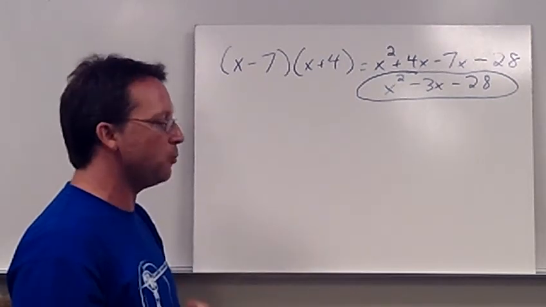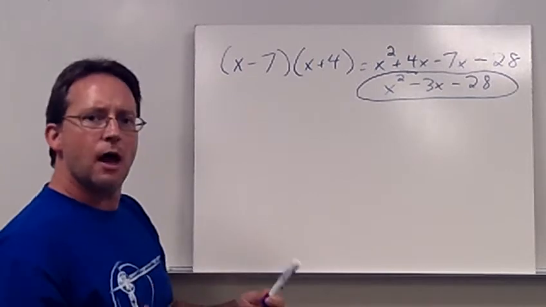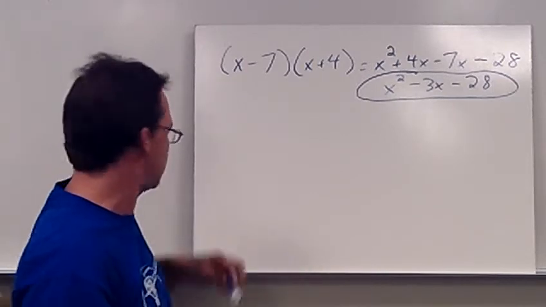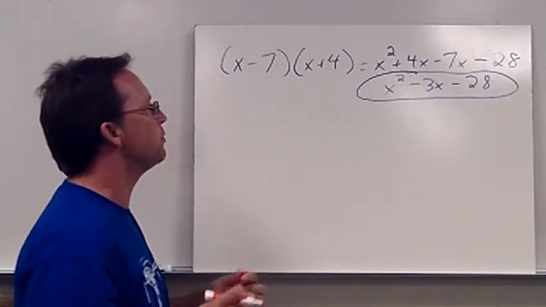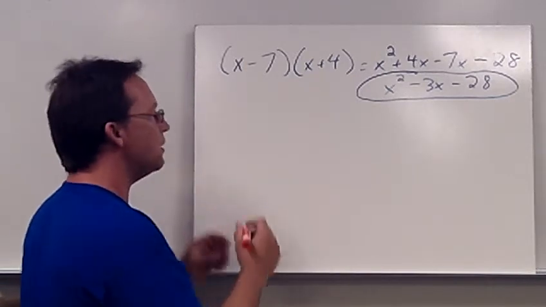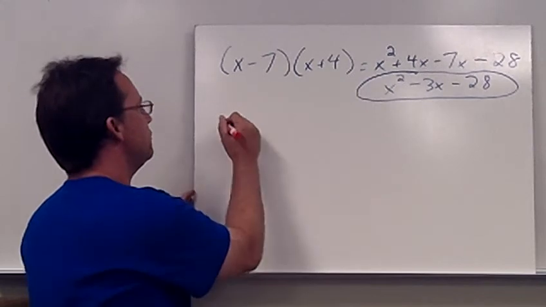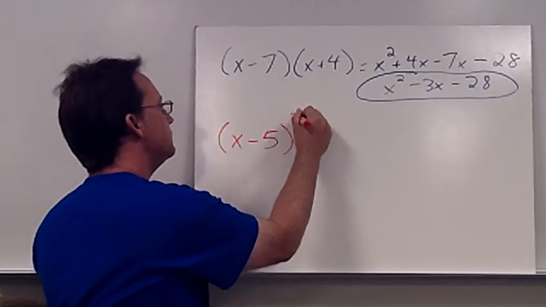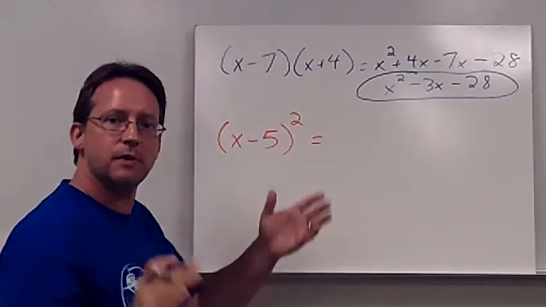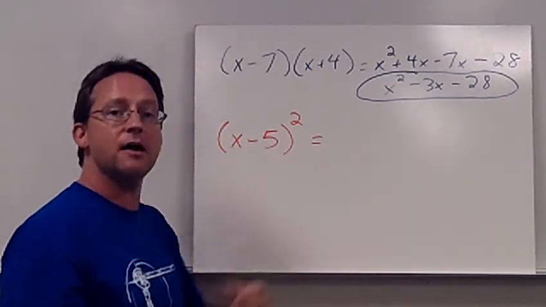All right, so that's how we multiply those 2 things. I want to show you a couple of other examples that might seem like they look a little bit different to you, but they're the same type of problem. One's just kind of a notation issue. If you see something that looks like that, x minus 5, that quantity squared.